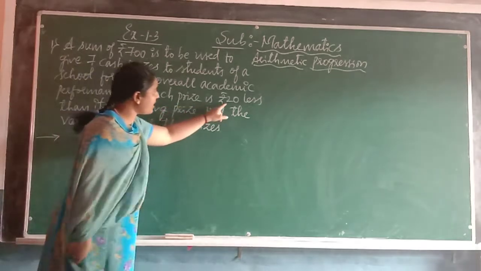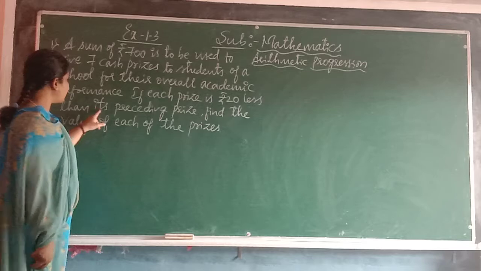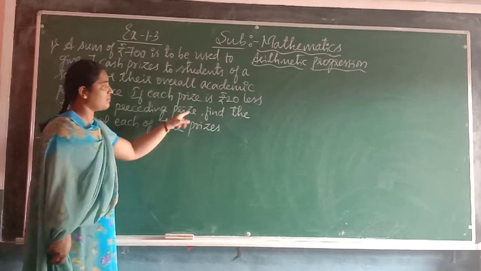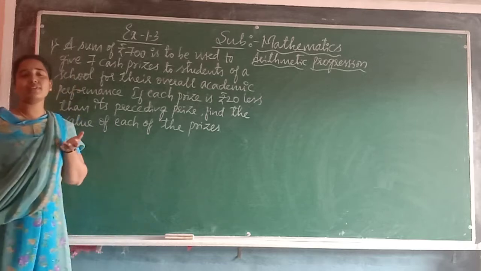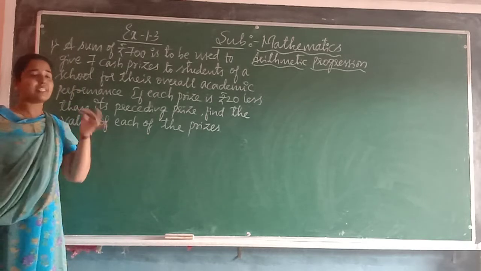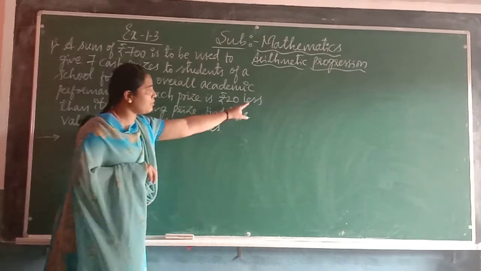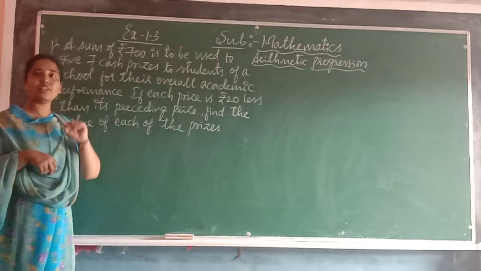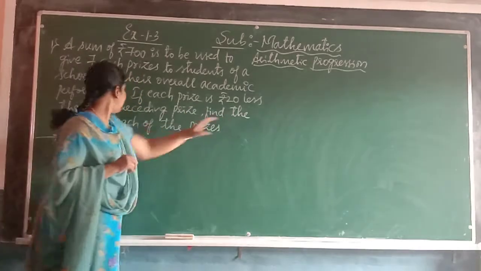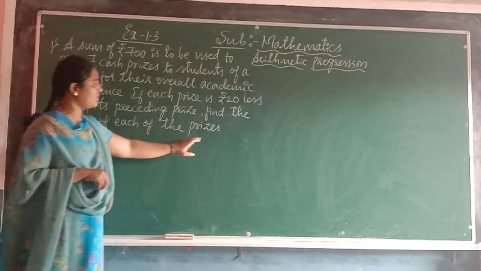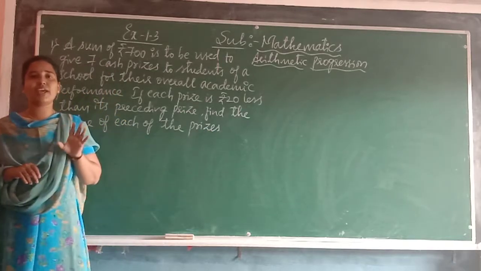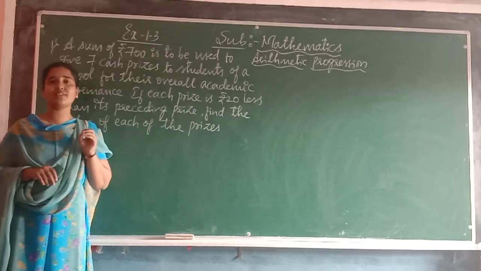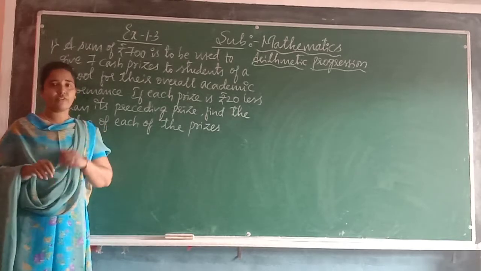If each prize is 20 rupees less than its preceding prize, that is, suppose if the first prize is 40 rupees, then the second prize will be 20 rupees. The second prize will be 20 rupees less than the first prize. Find the value of each of the prizes. Therefore, the value of each of the 7 prizes we have to find.